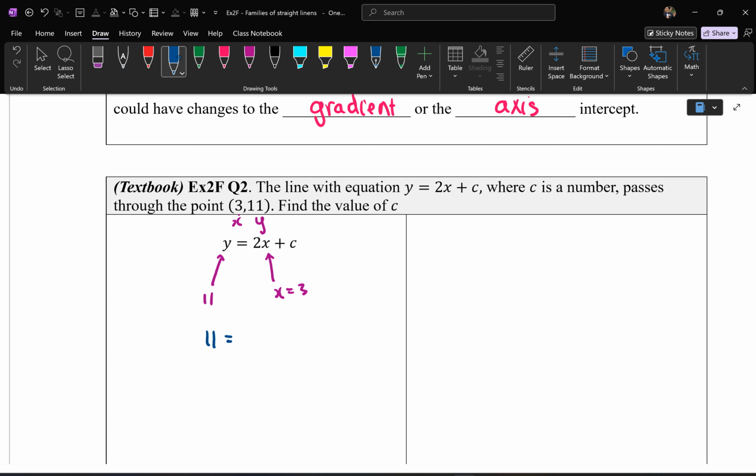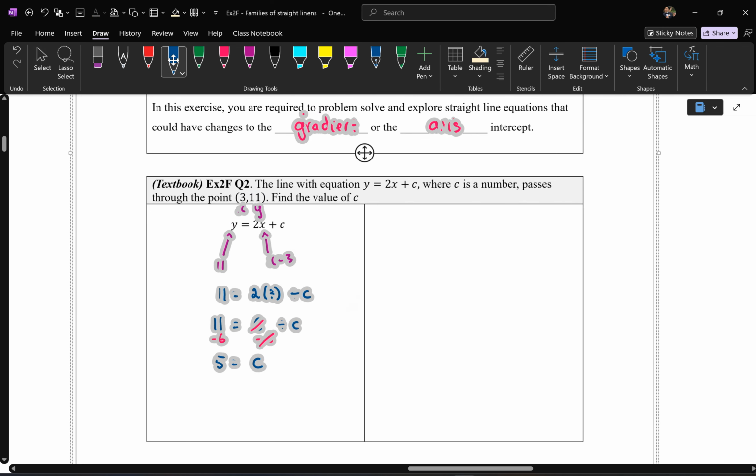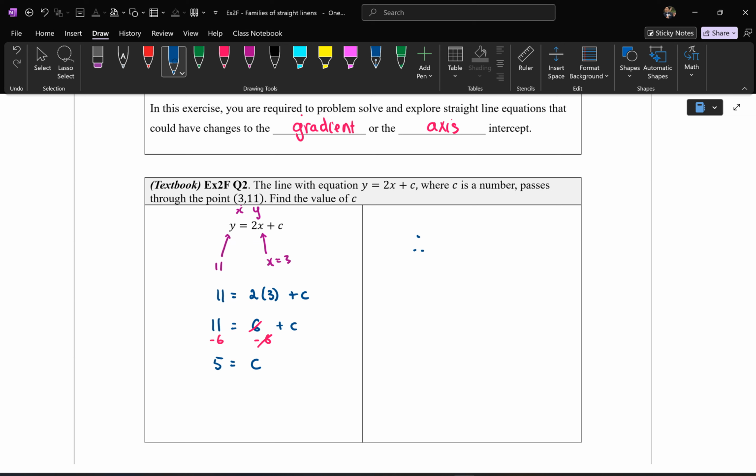You should get 11 is equal to 2 times 3 plus c. 2 times 3 is 6 plus c, and you've got 11 there. How do I solve for c? What would you do? -6. Very good. -6 on both sides to balance the equation. 6 minus 6 cancels out with 0. 11 minus 6 is 5. Very good. So, finish off your question. It just says find the value of c. So, you'd say, therefore, the value of c is 5.